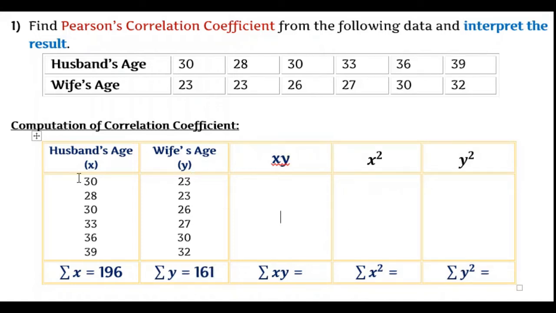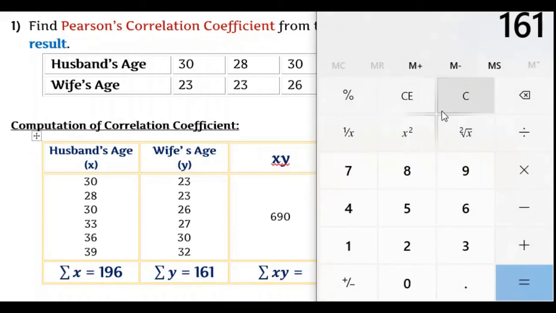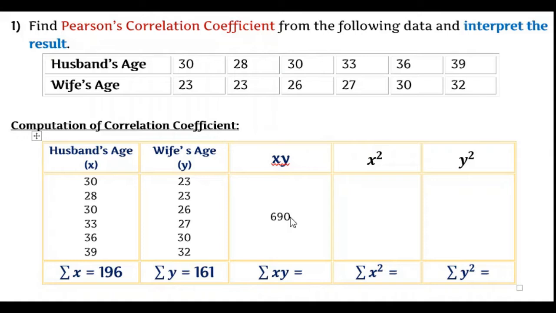Now I need xy, x into y. So 30 into 23, you can use your calculator or you can straight away calculate, that is 23 into 3, then you add 0. So 23 into 3 is 69. There is a 0 left, so I'll write 690. Let us cross verify that with the calculator. So it is 30 into 23, which is equal to 690. Similarly we will calculate the other values.